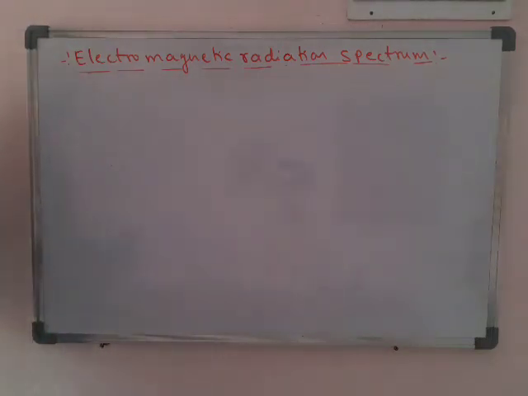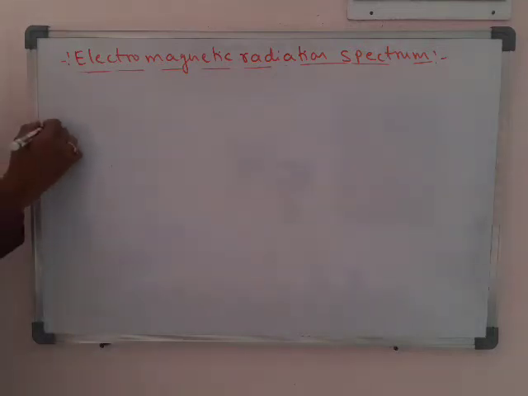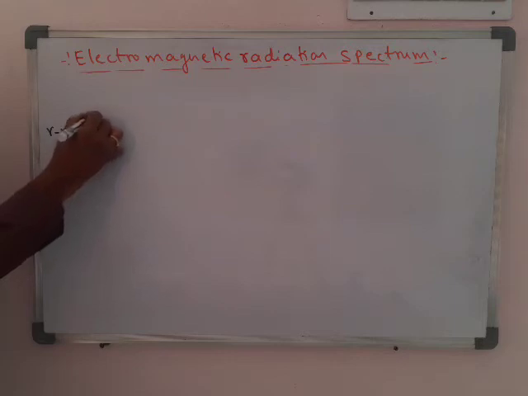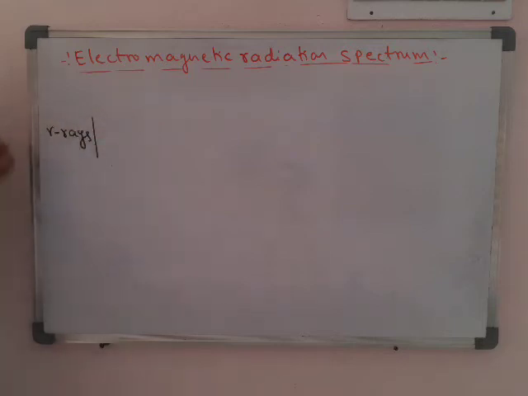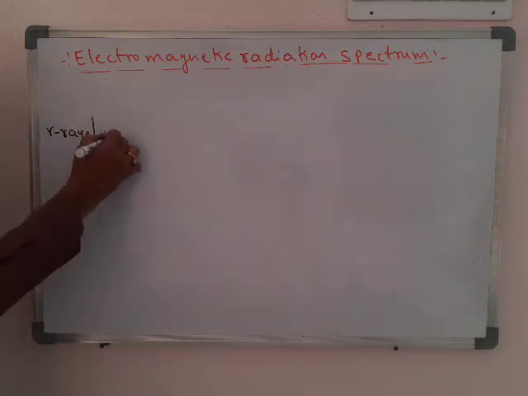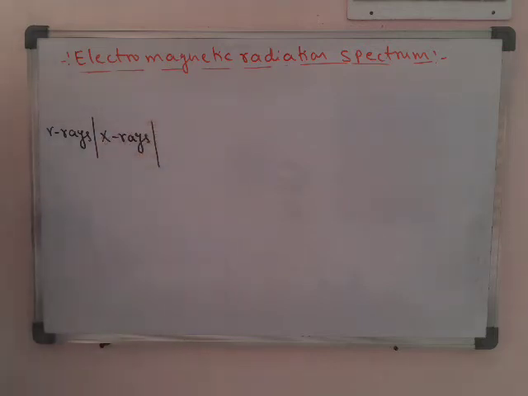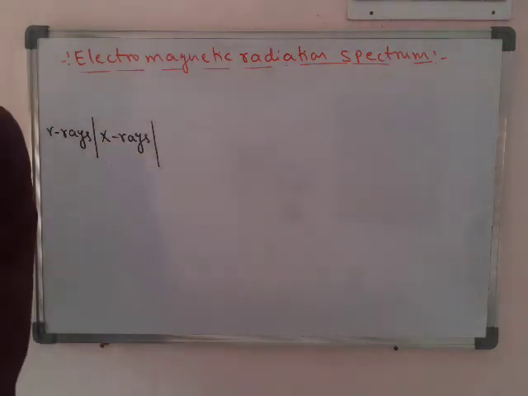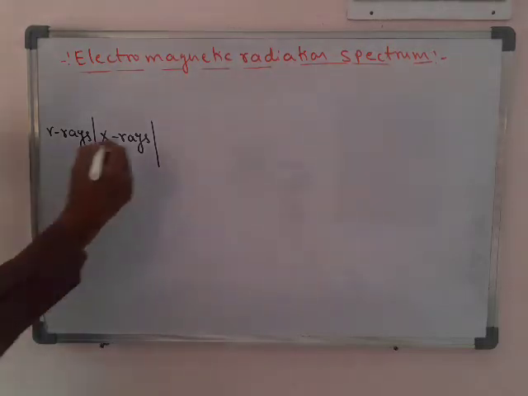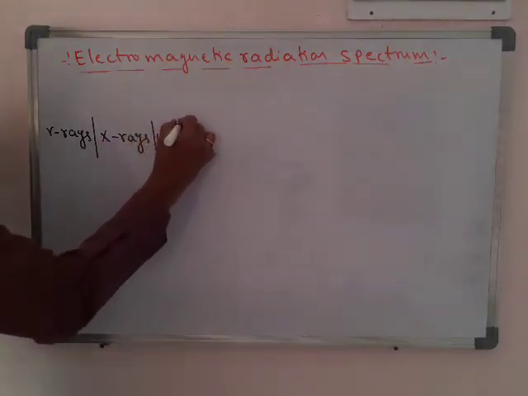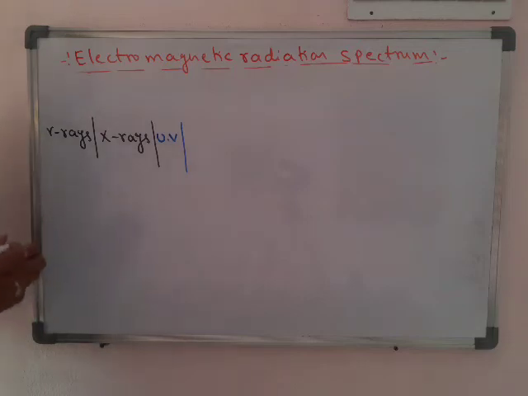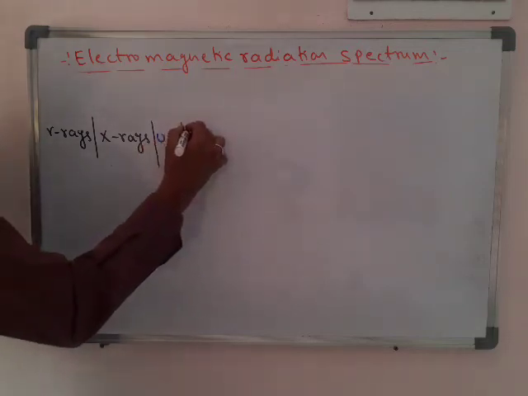First, the one having the least wavelength is gamma rays. These are experimental; we have to remember them. That's it. Next come X-rays. Next, ultraviolet rays. Next, visible.